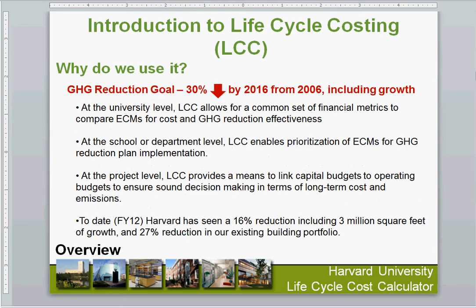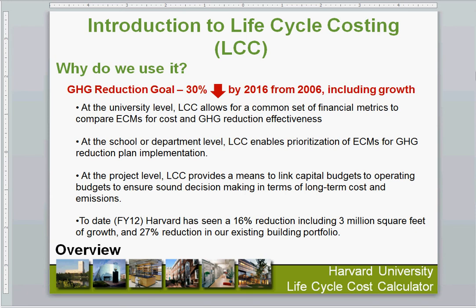And then finally, why do we use it? So Harvard has a greenhouse gas reduction goal of 30% by 2016 from 2006, inclusive of growth. This is a tool, and one thing that's uncommon about our calculator that you won't see in other published life cycle costing calculators is that we assign a greenhouse gas emissions factor to all of our utilities. And the result of that is we can provide a set of analysis tools that are looking not just at the economics but at the greenhouse gas side of the equation as well. So we're getting information providing both of those.